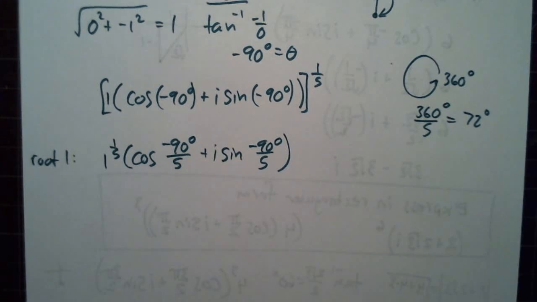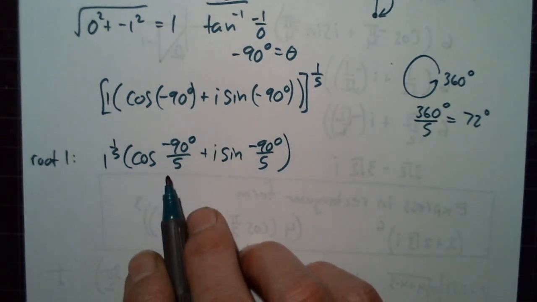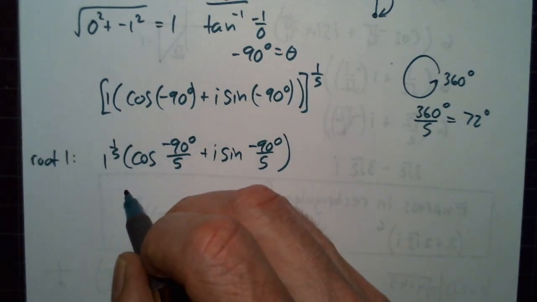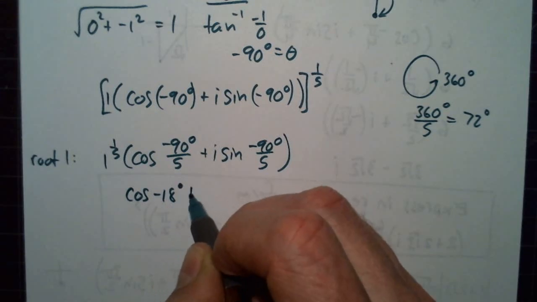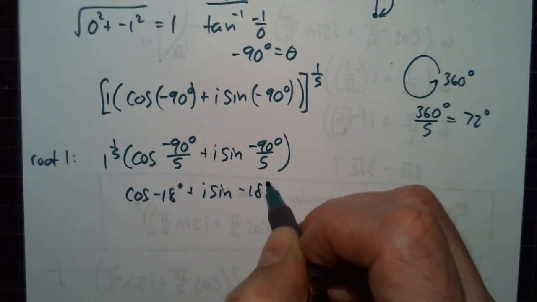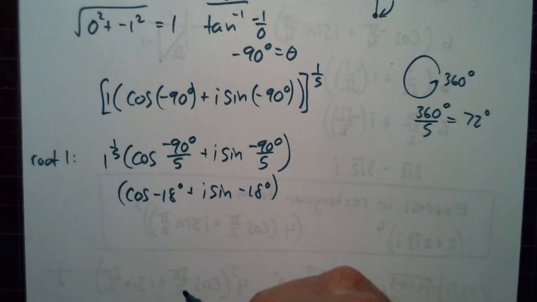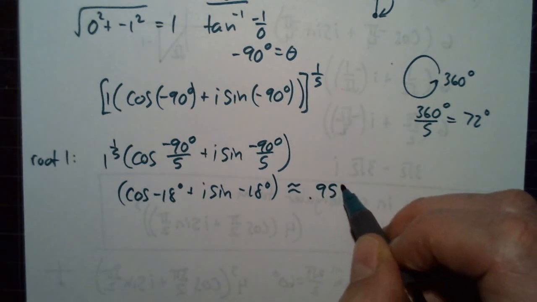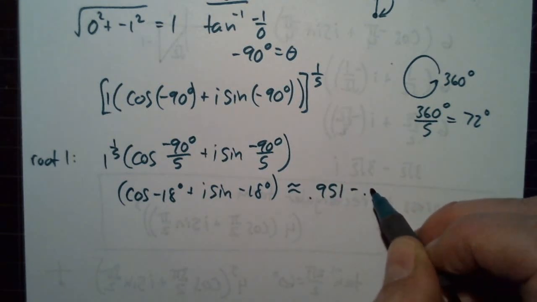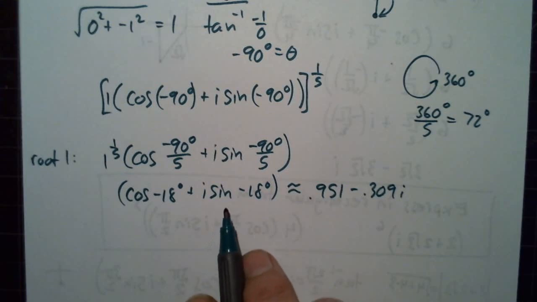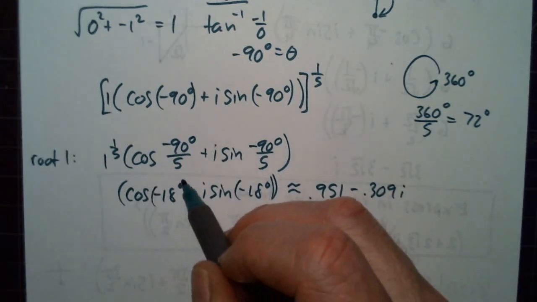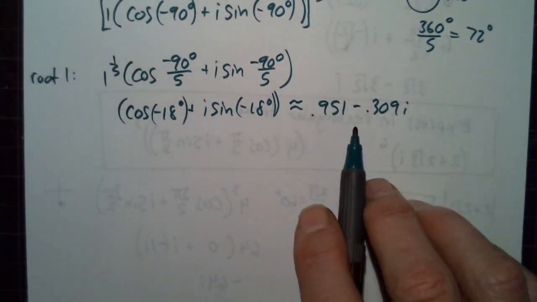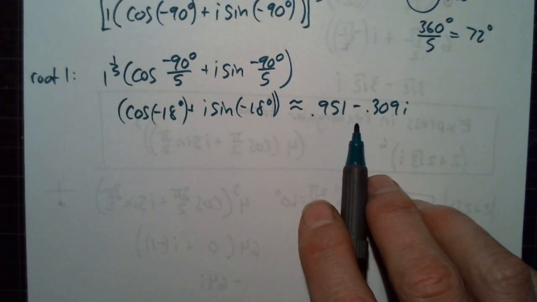So we have root number 1. That equals negative 18. So we have cosine negative 18 degrees plus i sine negative 18 degrees, and that equals 0.951 minus 0.309i. We're just going to evaluate that with a calculator. So that's the standard form of the first root.